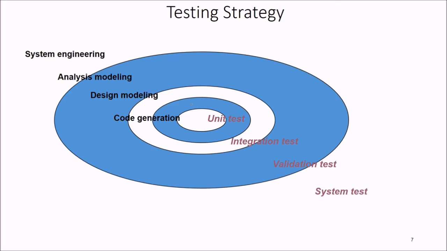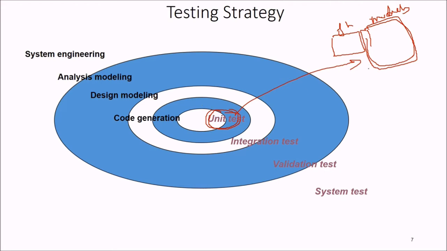So the testing strategy starts with the unit test. While you are developing the code, or in the code generation activity, you test units. If you have made some functions, or say a module, that may be a group of functions. So if you have created a module and you are satisfied that you have done it correctly, then you can subject it to the unit test.